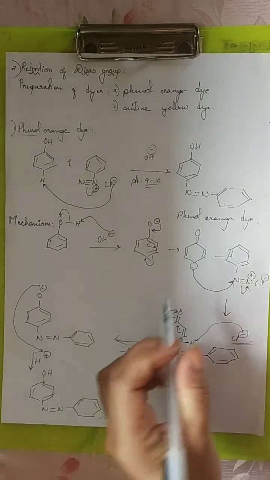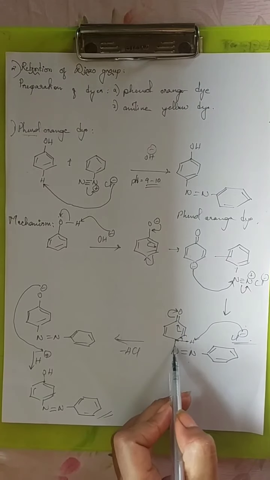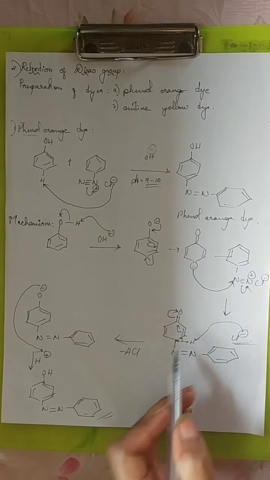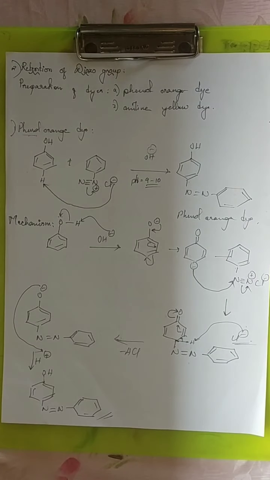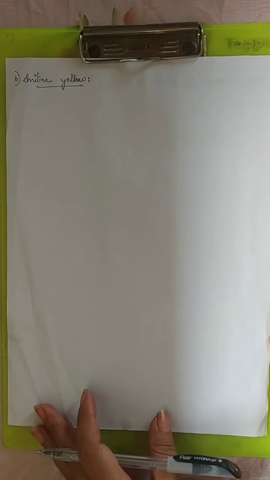that there is carbon to nitrogen. The carbon to nitrogen coupling is done here. Therefore this is known as diazo coupling, and this is one of the important reactions for the retention of the diazo group, where dyes are prepared in such reactions. Now let's check our second dye.